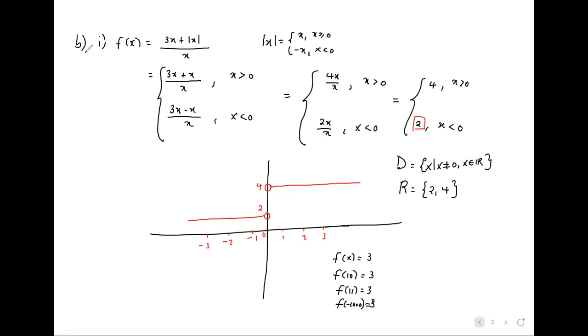The second one. Also on the previous one, they have also asked us to evaluate what is f of -6. So because -6 is less than 0, we'll get 2. They have also asked you for f of 3. So because 3 is bigger than 0, we'll get 4. That's all.